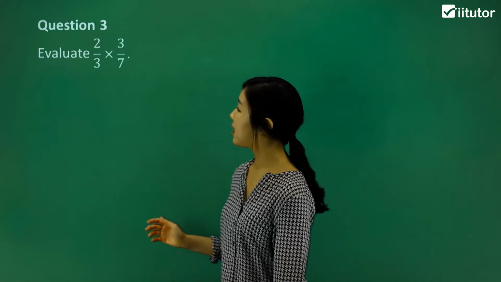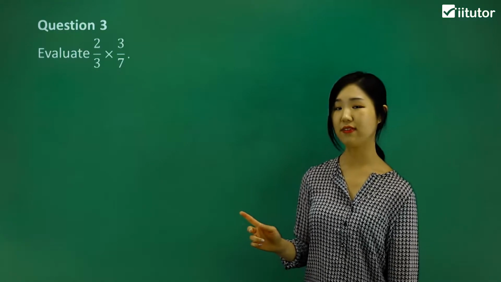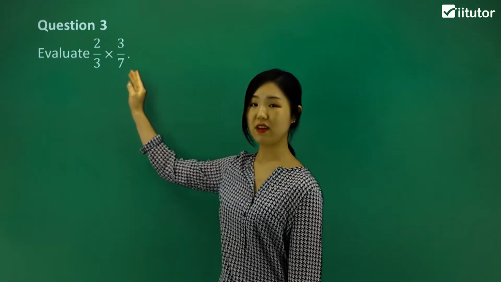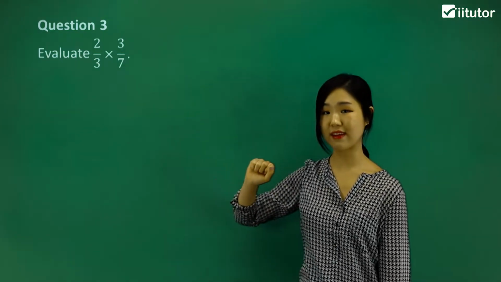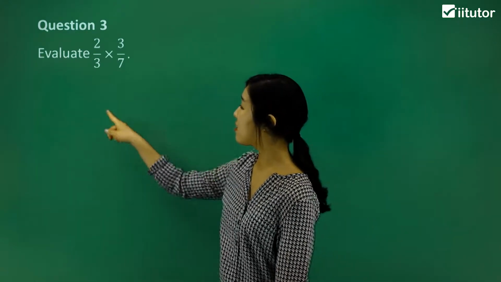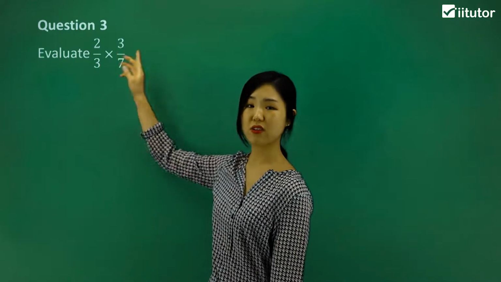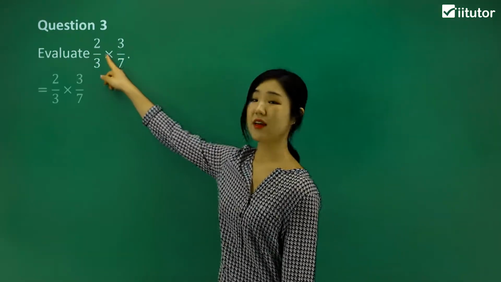Question 3, evaluate. Okay guys, this time when you want to evaluate this, because we're multiplying the numerators together and the denominators together, we can simplify whatever's on the numerator with whatever's on the denominator if they have any common factors. So see here, guys, the 3 and the 3, this one's on the numerator, this one's on the denominator. So we can divide both of them by 3 and get rid of it, right?